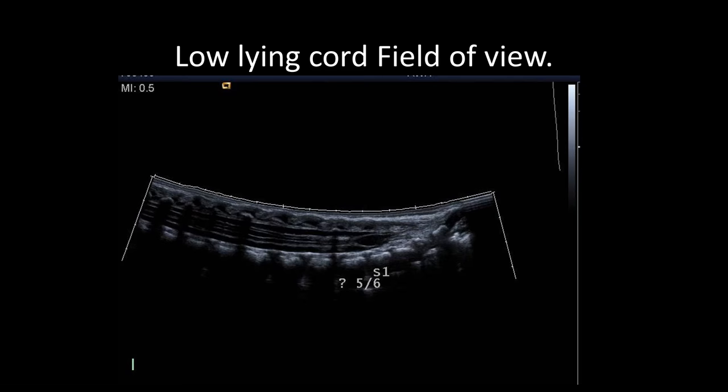Okay, great. Next question, is it true that the CSP has often disappeared by 3 months? Yes. Yeah, so the cavum septum pellucidum can disappear, and it's not always visible all the time.